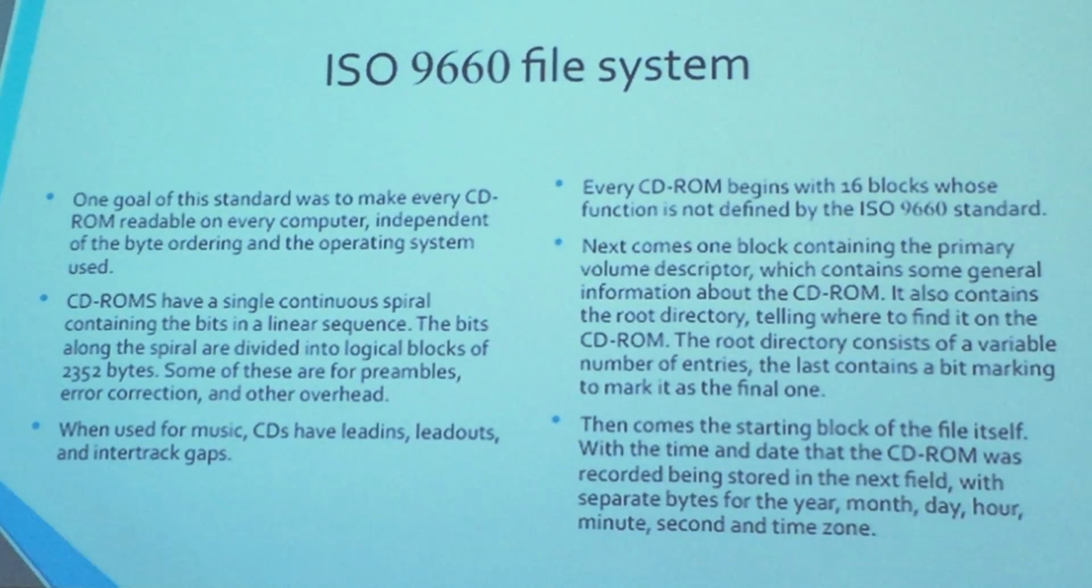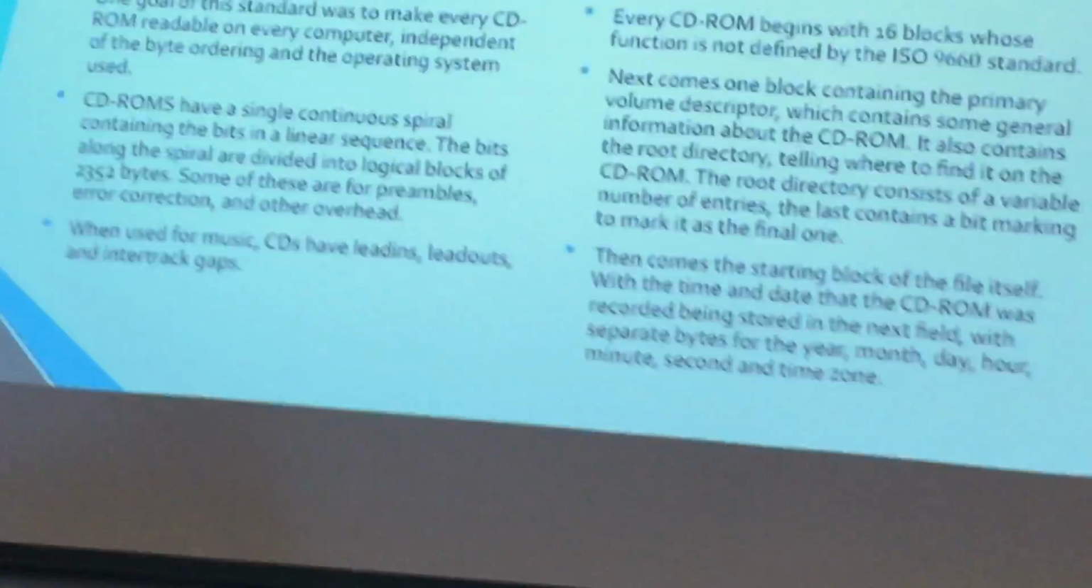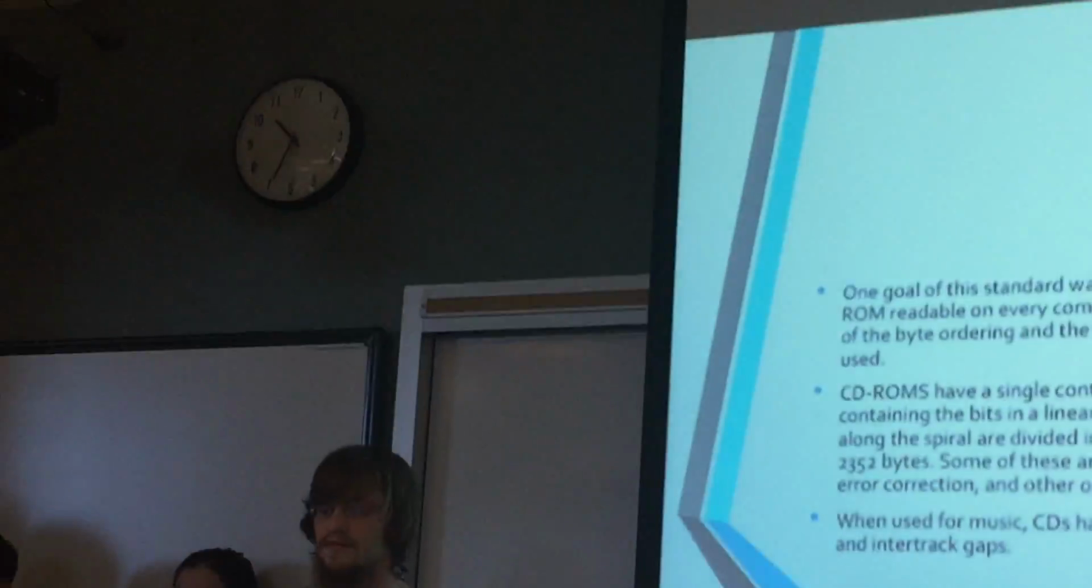CD-ROMs have a single continuous spiral containing the bits in a linear sequence. The bits along the spiral are divided into logical blocks of 2,352 bytes. Some of these are for preambles, error corrections, and other overhead. And when they're used for music CDs, they have lead-in, lead-out, and intertrack gaps. Every CD-ROM begins with 16 blocks whose function is not defined by the ISO standard. It was used so manufacturers could start up the whole program.